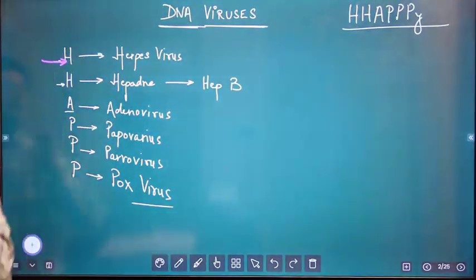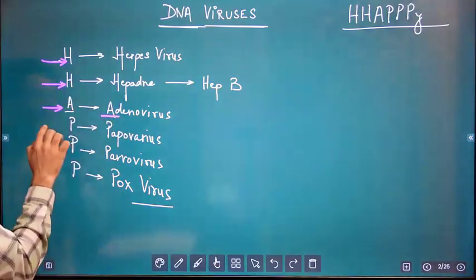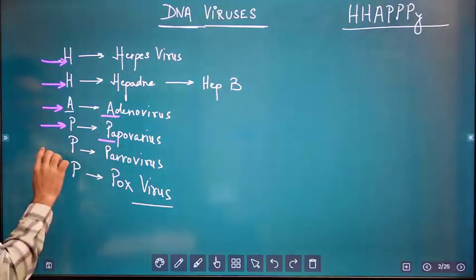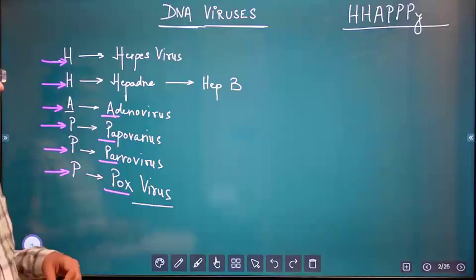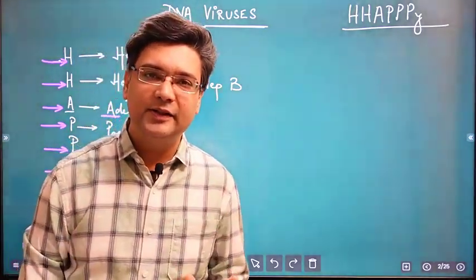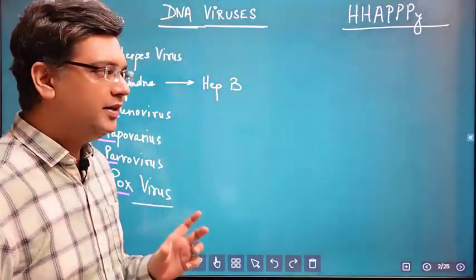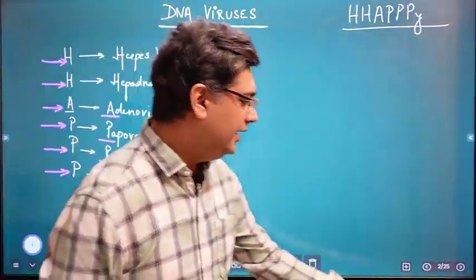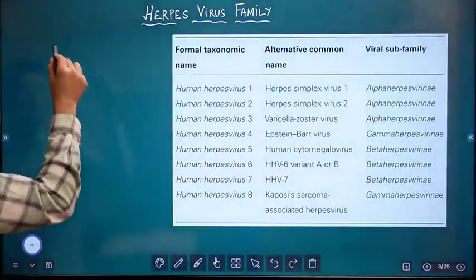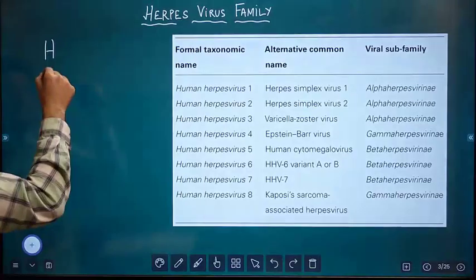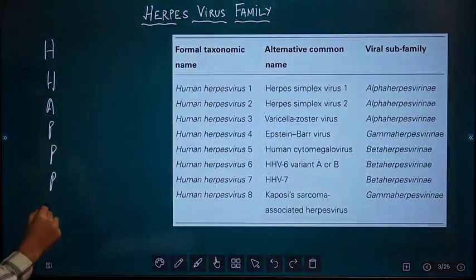H here is for the herpes. The next H is hepadna. A is for the adenovirus. P is for the papovavirus. The next P is the parvovirus. And finally, we have the pox virus, and this constitutes the family of the DNA viruses. So now let us start talking about these DNA viruses in detail. The first family, do you remember the happy, HHA, and we had this triple PY.